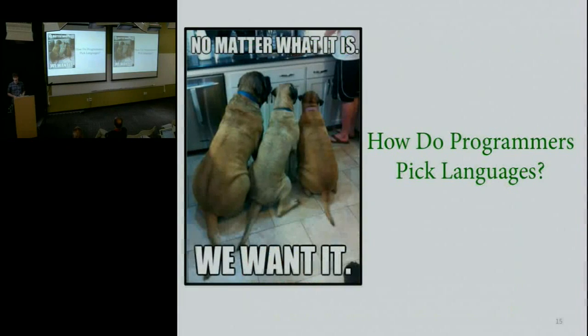So this is all very high level. So let's actually zoom in a bit. So we can ask, well, how do programmers actually pick languages? And here we see a picture of a bunch of dogs where we say, no matter what it is, we want it. I think better of programmers. And so I was curious what they actually do.